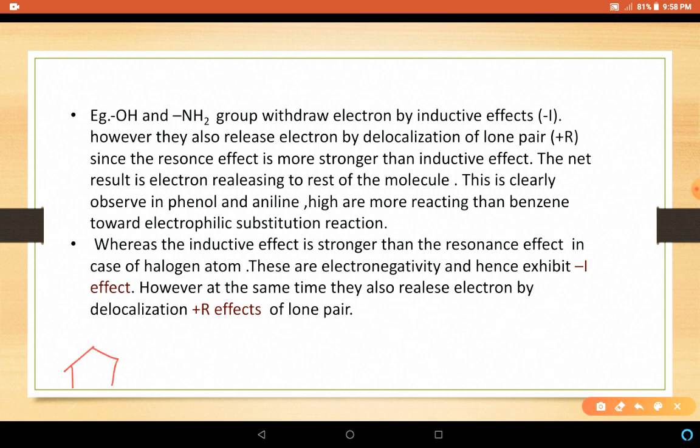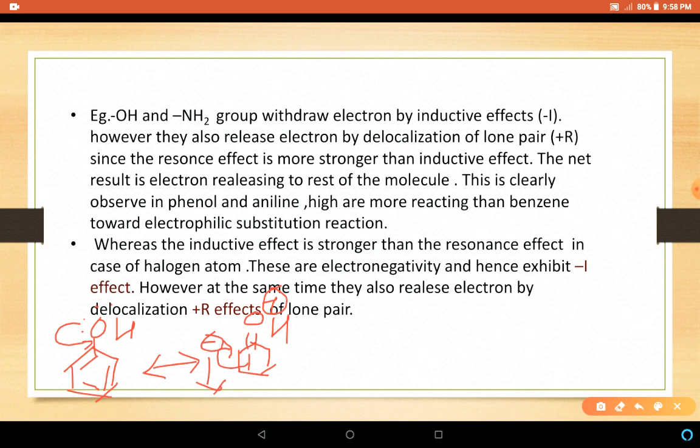Let's see the resonance effect. It shows OH, it's phenol. Phenol contains oxygen with two lone pairs of electrons. It shows the resonance effect. These lone pairs of electrons attack this carbon, forming a double bond. This oxygen has a plus charge and this bond will break to attack on this, and the negative charge will occur. This negative charge shows the electron density of the carbon is high and the electron density of the oxygen is low.